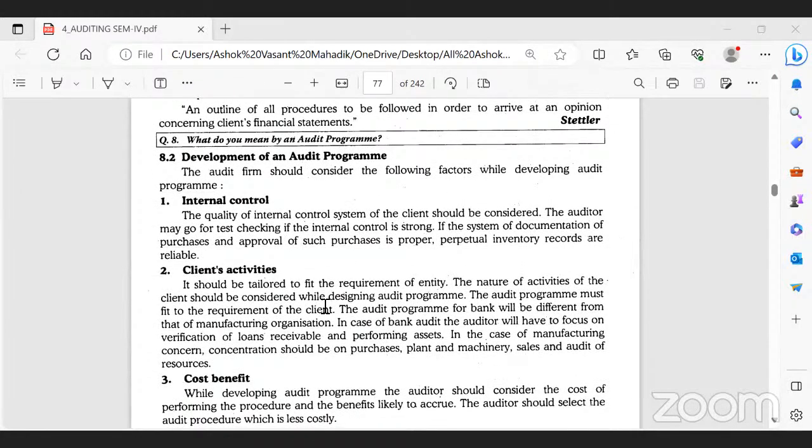There are many factors which you need to consider while framing an audit program. Factors like internal control. Internal control is the plan of the management to safeguard its assets and to see that all the operations of the concern are conducted smoothly. So when an auditor is making an audit program, he should consider the internal control system existing in the company.